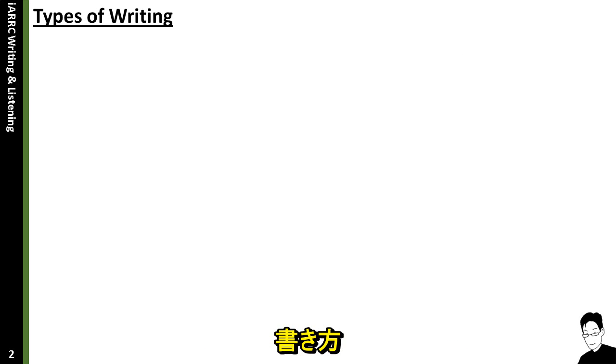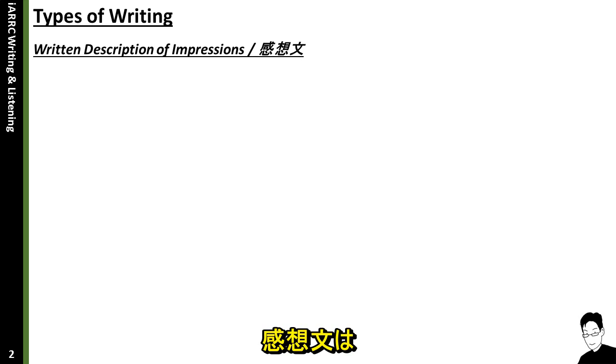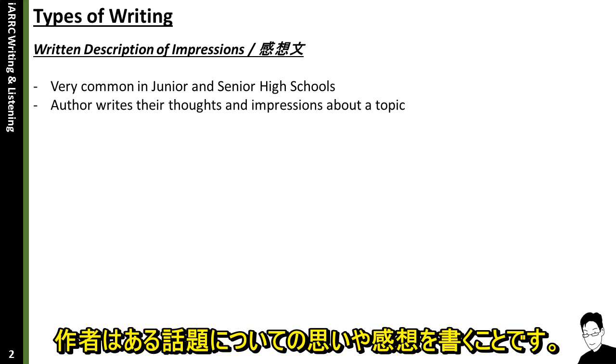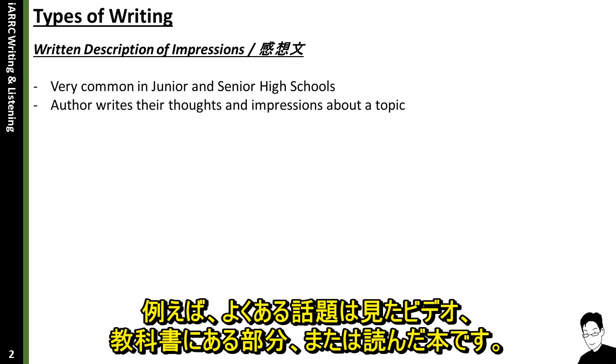Types of writing. Written description of impressions, otherwise known as Kansoubun in Japanese, are very common in junior and senior high schools. The author writes their thoughts and impressions about a topic, for example, a video, a part of the textbook, or a book that they have read.